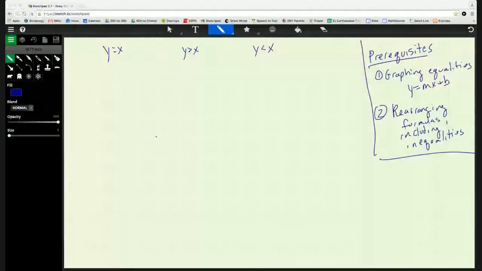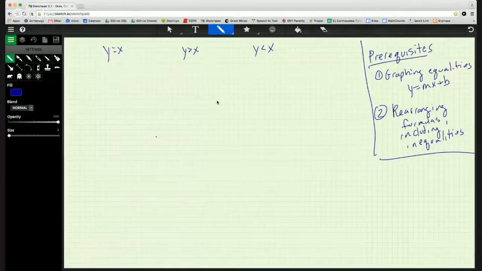The prerequisites are knowing how to rearrange formulas, especially ones that are written as inequalities, and how to graph equations, so graphing equalities, things in y equals mx plus b form. So let's take a look at what we're going to learn. We're going to learn how to graph inequalities.